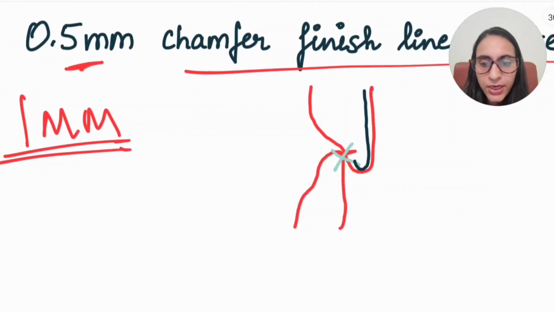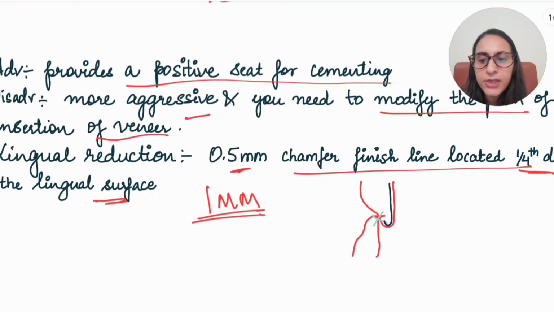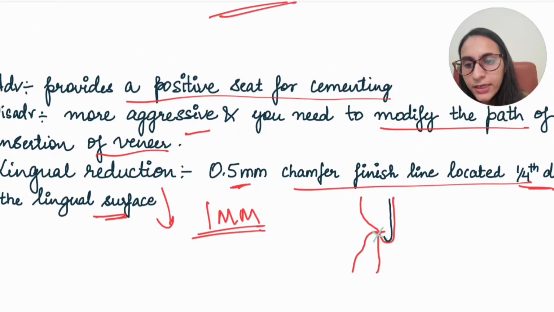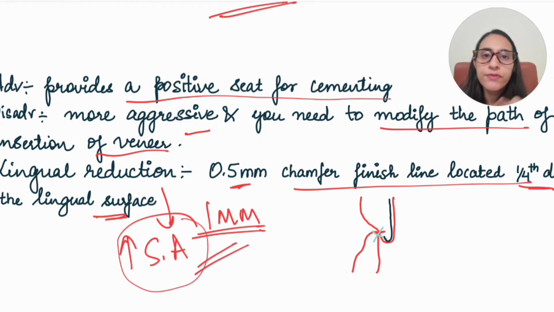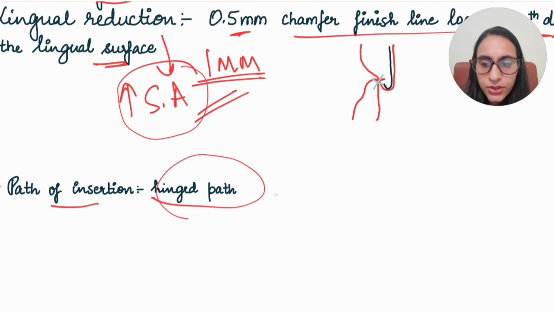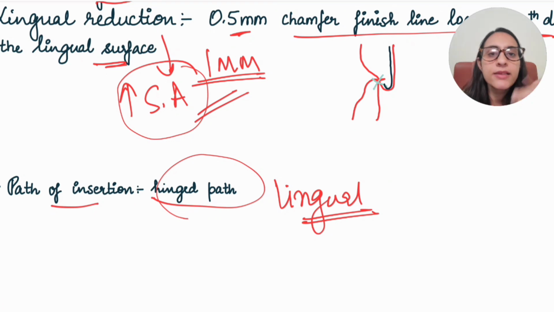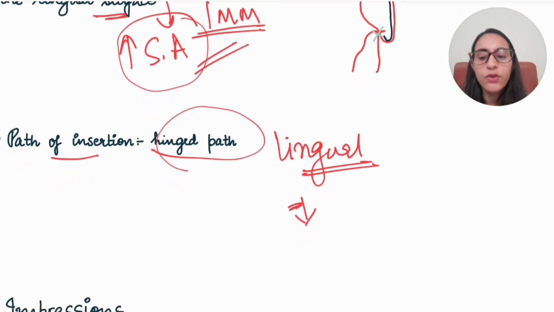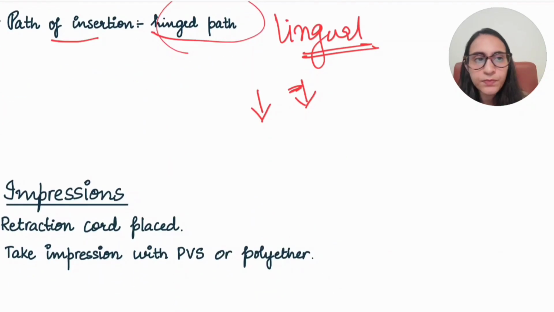The position of the lingual finish line will also depend on the thickness of the teeth and the patient's occlusion. Extending it lingually will increase the surface area for bonding, and it also increases the retention. The path of insertion becomes a hinged path, lingual, so you place this veneer under the incisal edge and then rotate it towards the facial surface. This is done to prevent over reduction of the gingival 1/3 area. If the path of insertion was incisogingival, then the gingival 1/3 would need to be reduced more.